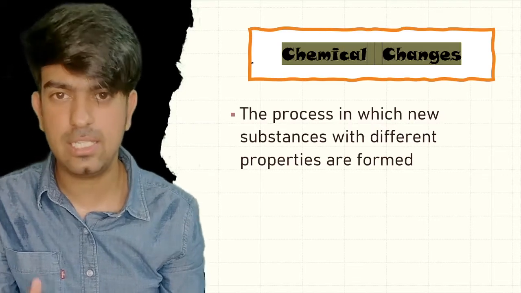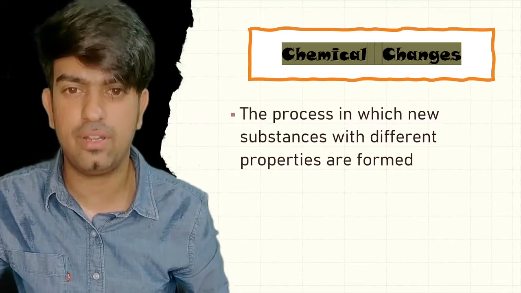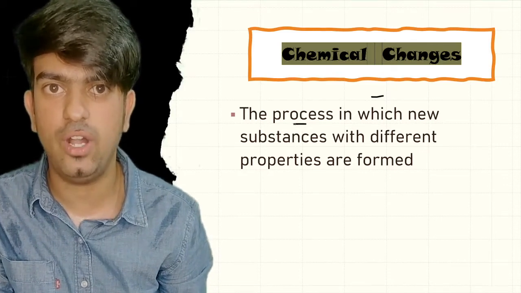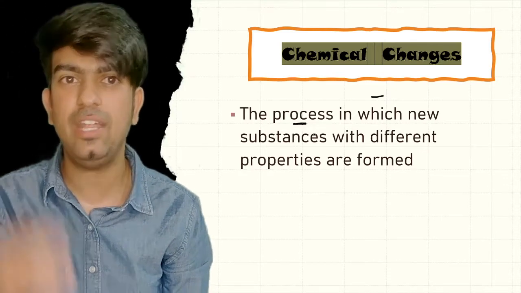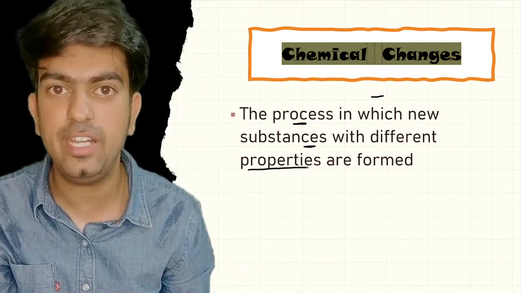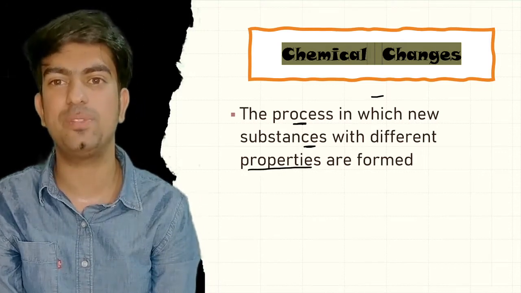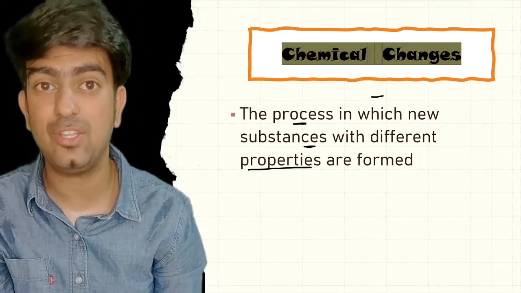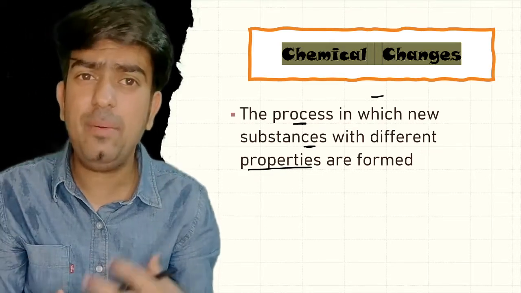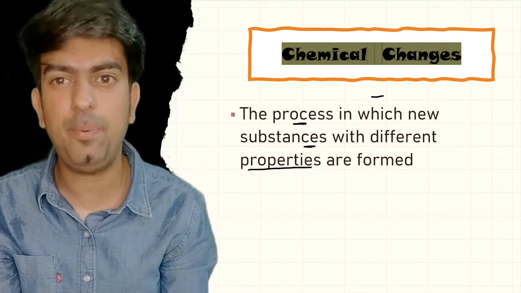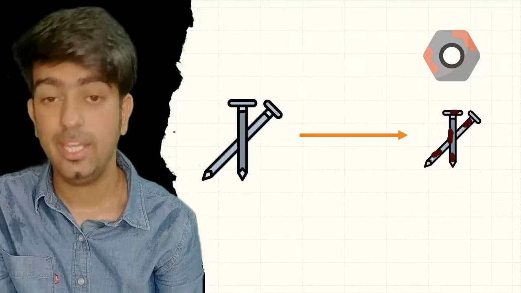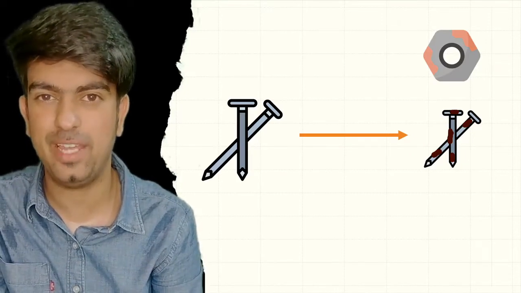Now again, let's discuss the chemical change with the help of a definition first. So if we go with the definition, it says the process in which new substance with different properties are formed. This is what actually chemical change means. That means एक नया सब्सटेंस बन रहा है नए प्रॉपर्टीज के साथ, इस तरह के चेंज को हम केमिकल चेंज बोलेंगे. Now let's quickly check the example of the chemical change.